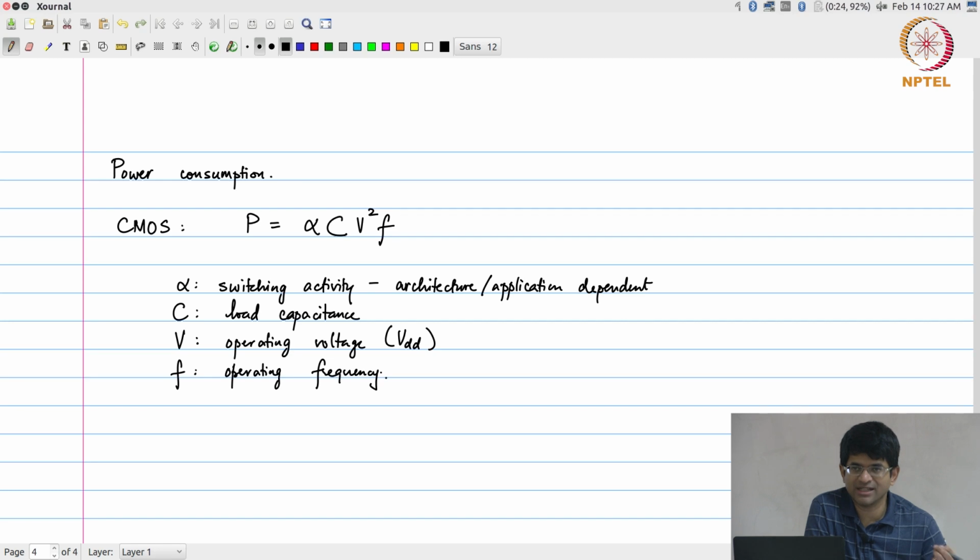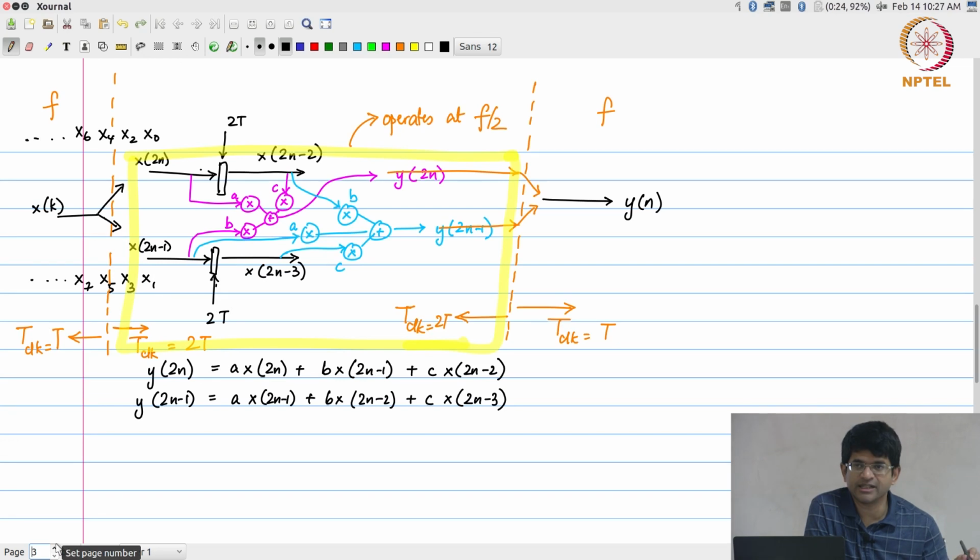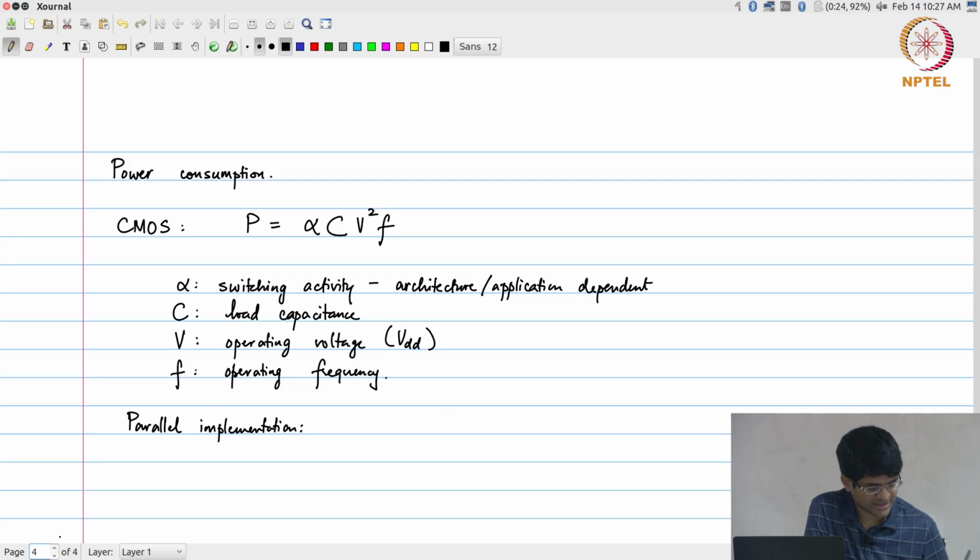Now, in the case of a parallel implementation, if you think about it, effectively speaking, what is going to happen is, as we saw in this diagram over here, the internal frequency at which the adders and multipliers need to switch or need to operate has become half, okay, which is good news. It looks as though there is straight away a power reduction. The problem is, it's not as simple as that, because the capacitance, because I have doubled the amount of hardware, is actually going to double.